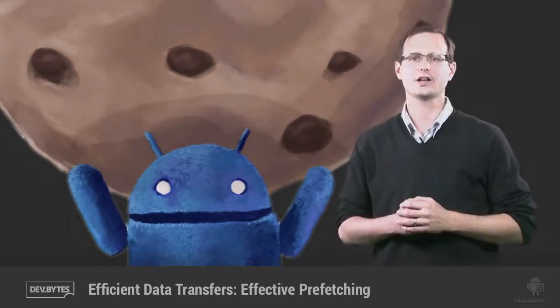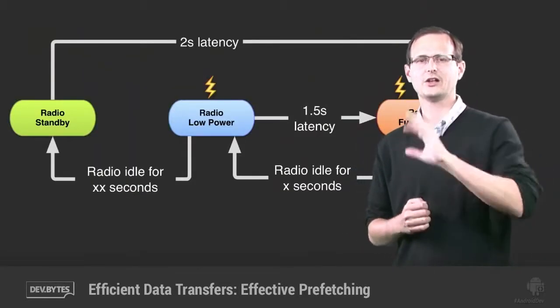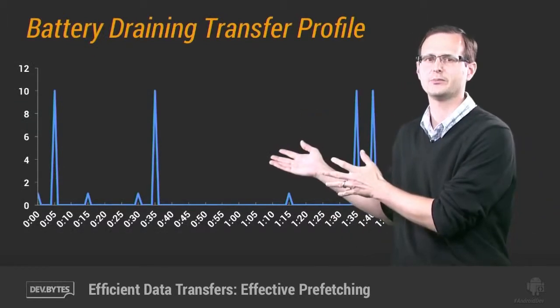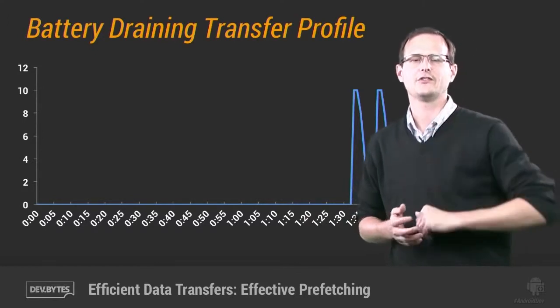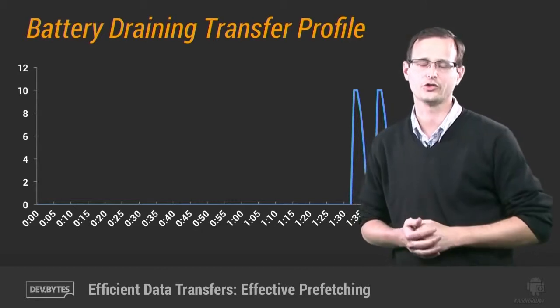In previous Efficient Data Transfers DevBytes, I looked at the cell radio state machine and examined ways to analyze apps' data transfer profiles to uncover anti-patterns such as these short intermittent peaks and consecutive but non-overlapping downloads. Having discovered potential problems, in this episode I'll look at how to use prefetching to solve some of them.